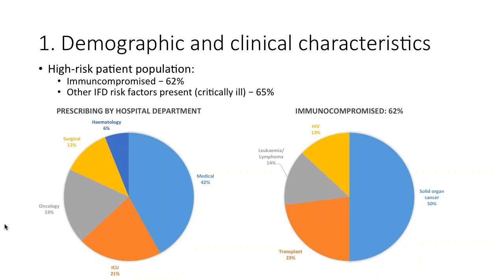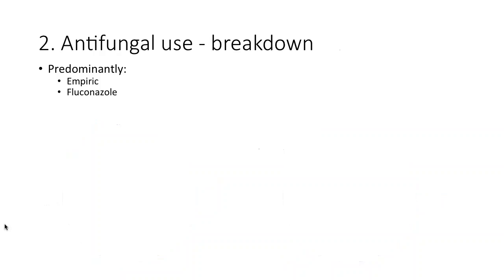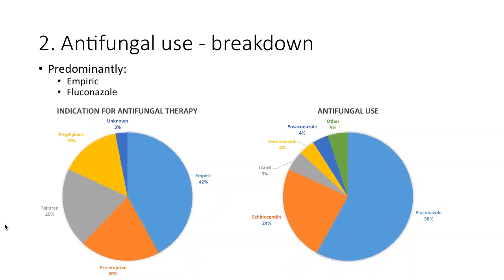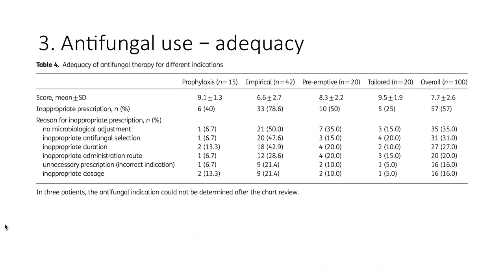Of the immunocompromised patients, the majority, 50%, were considered immunocompromised because they had a solid organ cancer, which is just a little bit different to the practice that I'm used to. Our oncologists don't use a lot of systemic antifungals without ID involvement, so that was a bit of a surprise. Looking at the antifungal use breakdown, predominantly it was used in the empiric setting, so there was no clearly identifiable organism, and fluconazole was the number one agent used in this patient cohort.